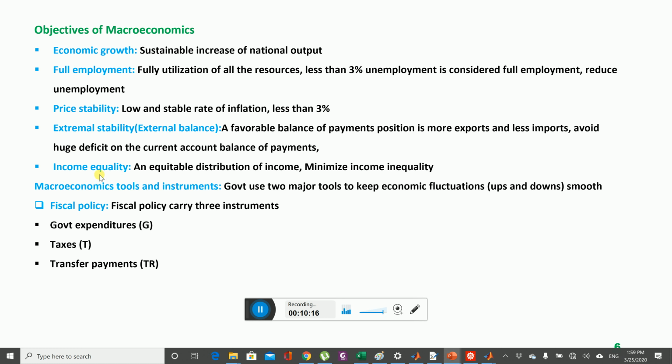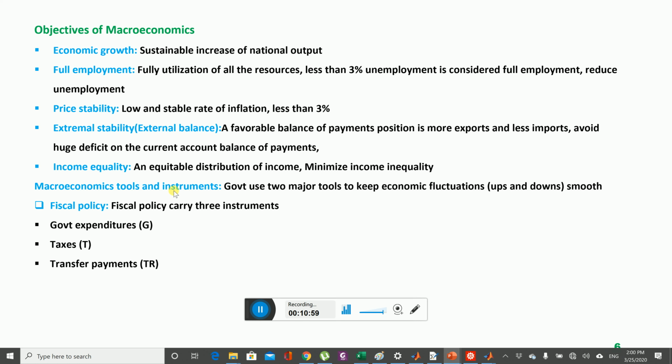The next one, income equality. The government has to make sure of equal distribution of wealth, meaning provide equal opportunity to every area of Afghanistan, so that every individual who belongs to Afghanistan equally enjoys the output of Afghanistan: equal opportunities of jobs for everyone, equal health opportunities, education opportunities, infrastructure. The government is responsible to provide equal opportunities in every area to every citizen of Afghanistan. These are the major objectives of the course Macroeconomics.